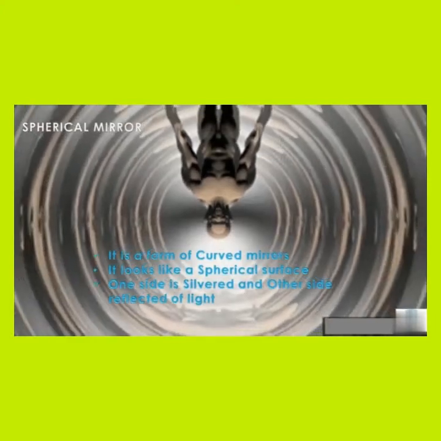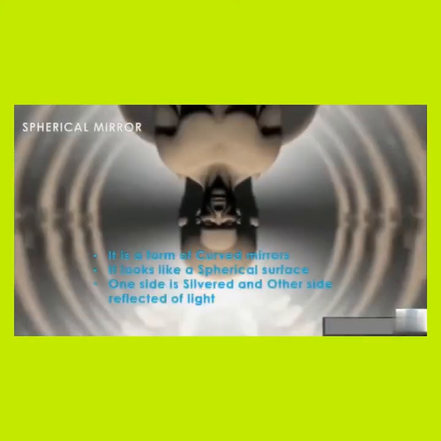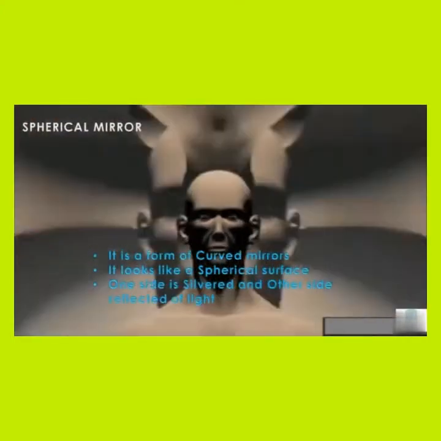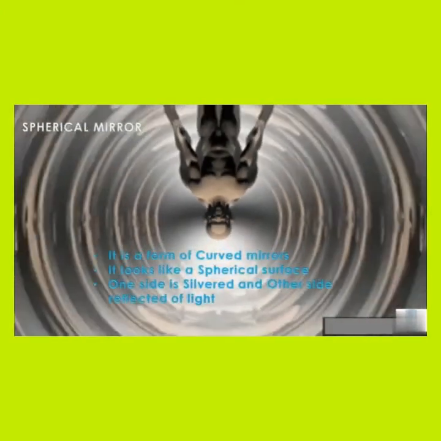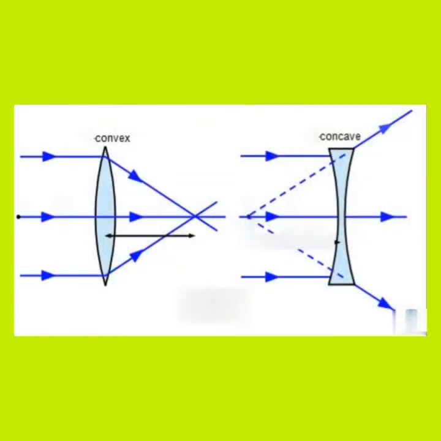Spherical mirrors. Spherical mirrors are one form of curved mirrors. If the curved mirror is a part of a sphere, then it is called a spherical mirror. One side of this mirror is silvered and the reflection of light occurs at the other side. There are two types of spherical mirrors, convex and concave mirrors. Convex mirrors are curved outwards. Concave mirrors are curved inwards.